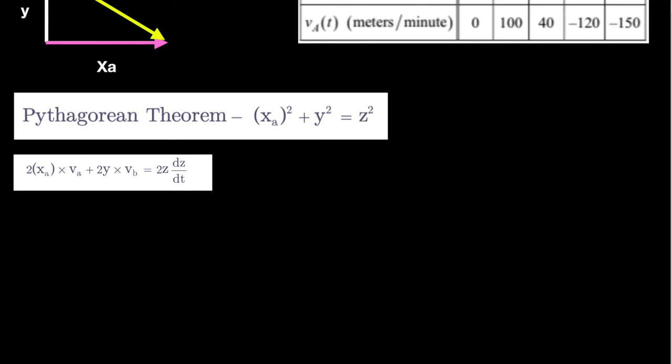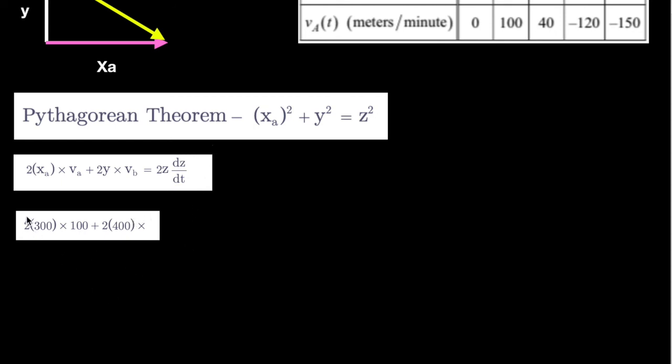So now we're going to have to substitute a lot and find a lot of values. We already know the first half or so of the values that we need to substitute. So 2 times 300, which was given to us, 300 is x sub a, and that was already given to us earlier in the problem, times 100. Since we're finding it at 2 minutes, we're going to use our table, which says at 2 minutes it's going 100 meters per minute. So we substitute that in, plus 2 times 400, which is given to us right now in part D. And now we're trying to find v sub b.